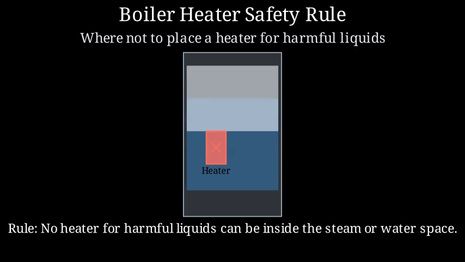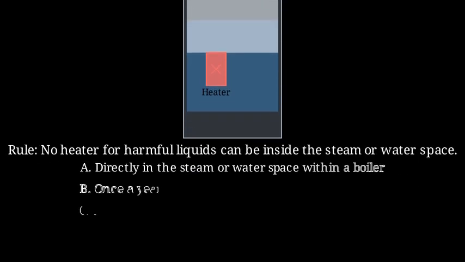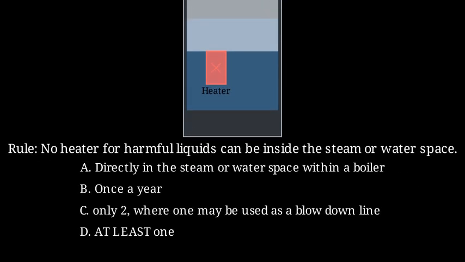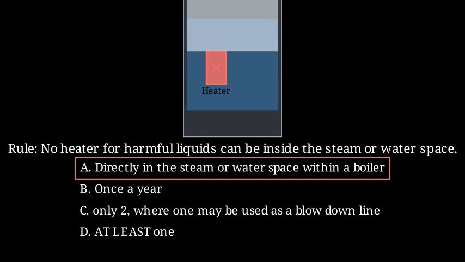Now, let's consider the multiple choice answers. We'll show each option and explain if the rule is satisfied. Option A directly contradicts the rule because it places the heater inside the steam or water space, so it is the correct prohibition. Options B, C, and D are unrelated to the rule's wording, so they are not correct answers.